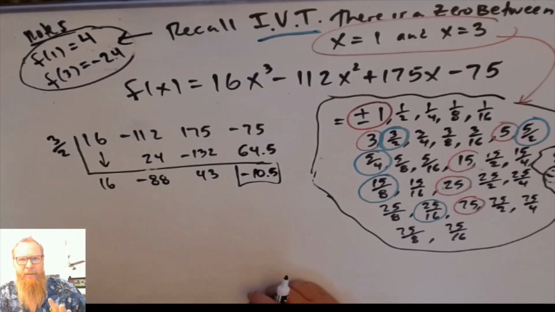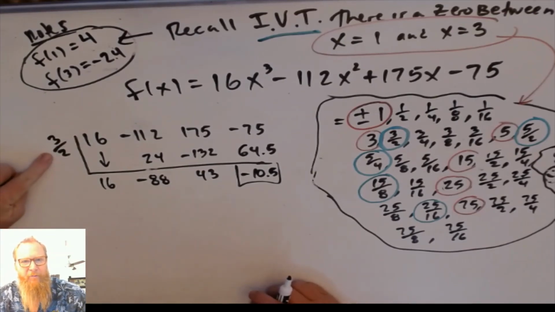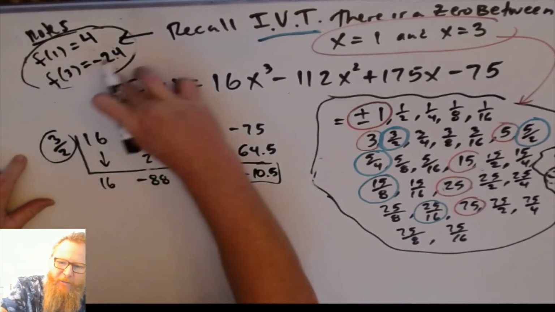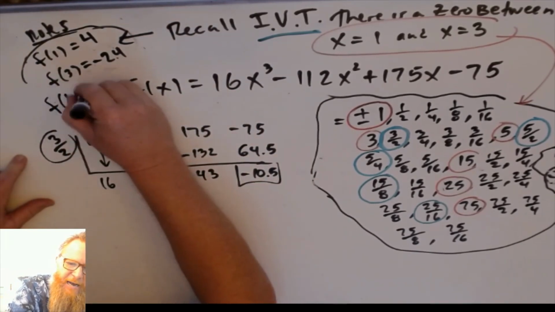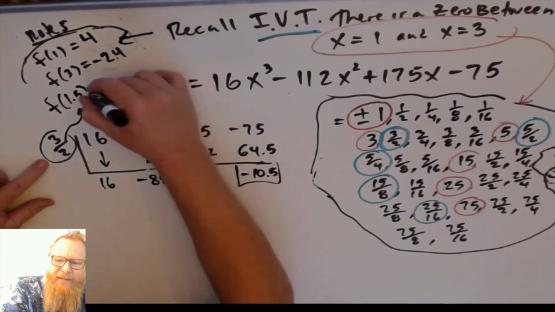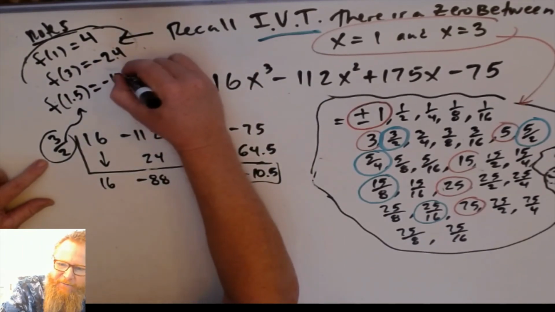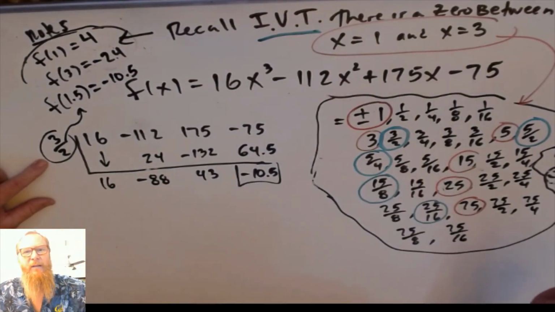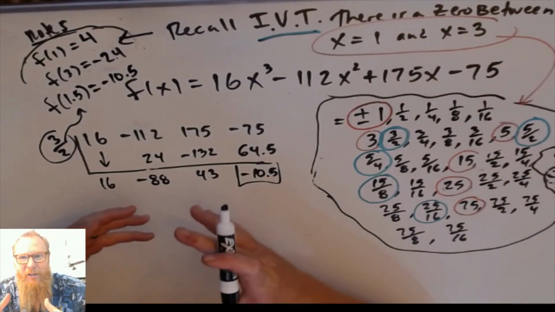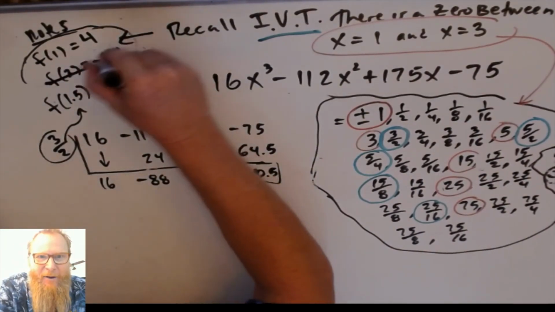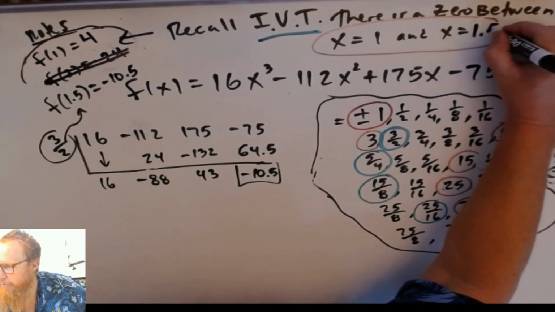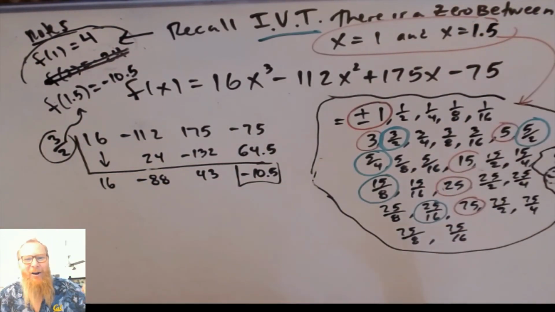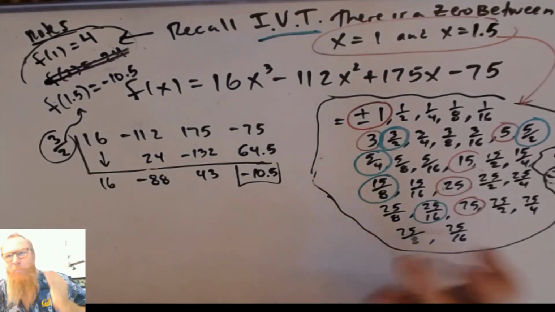So check it out. Now I know that f of 1.5, because that's what 3 halves is, is negative 10.5. That's even closer. So I can cross this one out and change this to 1.5. And now I know that I have to find it between 1 and 1.5.